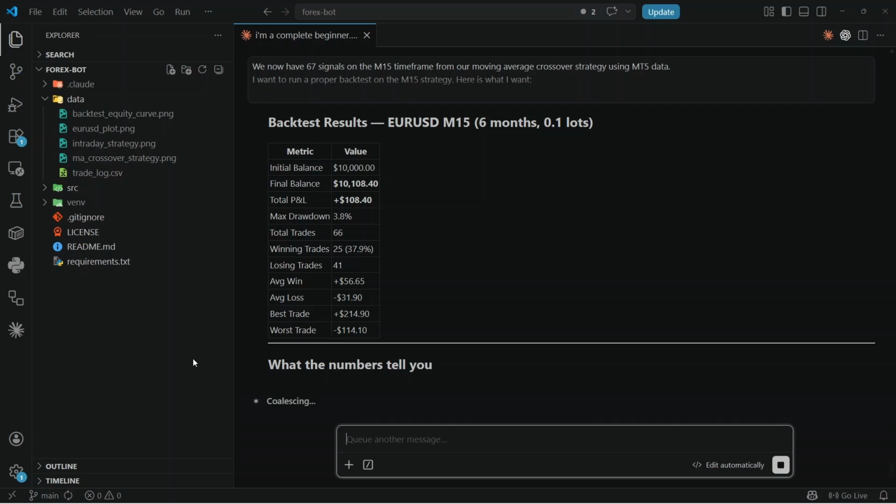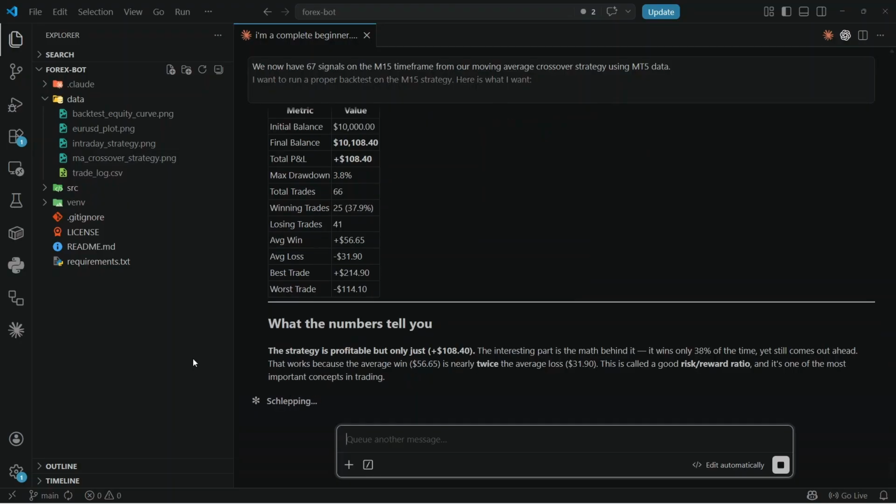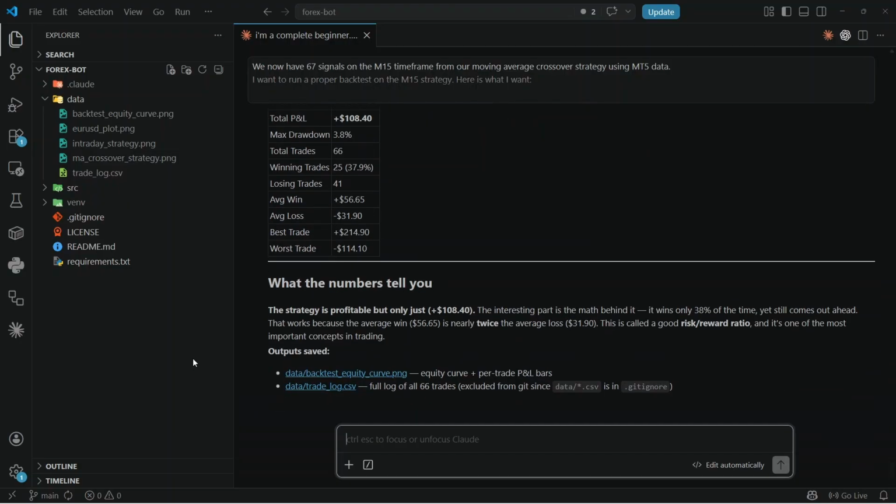Win rate is 37.9%. Let that sink in for a second. The strategy got it right less than 4 times out of 10. More than 6 out of every 10 trades ended in a loss. If someone told you that before you ran the backtest, you'd probably say the strategy is broken. You'd scrap it and start again. But look at the other numbers.